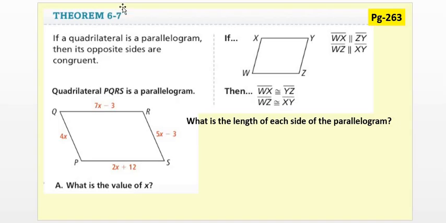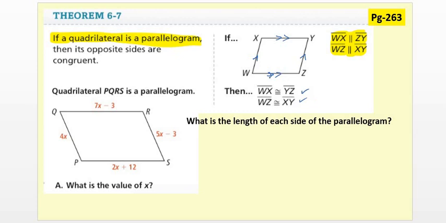The first theorem, 6.7, says if a quadrilateral is a parallelogram, then its opposite sides are congruent. So if we think that the given quadrilateral is a parallelogram, this is the hypothesis. Then what is the conclusion? What can you conclude? That the opposite sides will be congruent. As you can see here, this is the hypothesis given: this one is parallel to this one, and XY is parallel to WZ. So that's why we can say that the opposite sides are congruent.